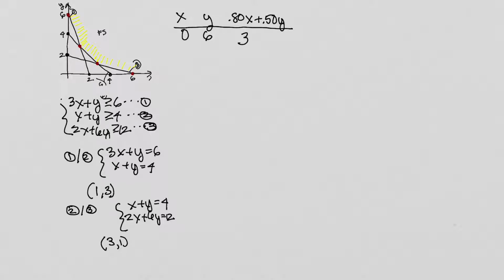And our next point, if we choose this one right here, we've got 1 for x, 3 for y, and putting those values into this expression right here, we're going to get 2.3. Then, putting in the coordinates of this point, which x is 3, y is 1, and substituting in, we're going to get 2.9. And finally, if we put in the coordinates of this point right here, x is 6, y is 0, we're going to get 4.8.